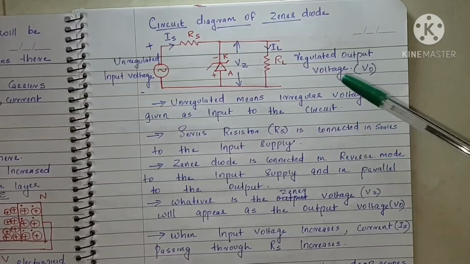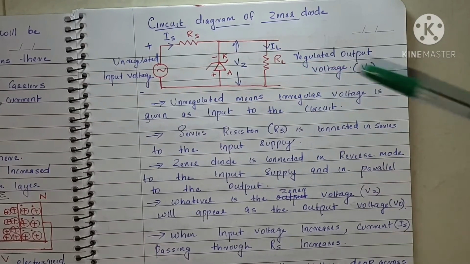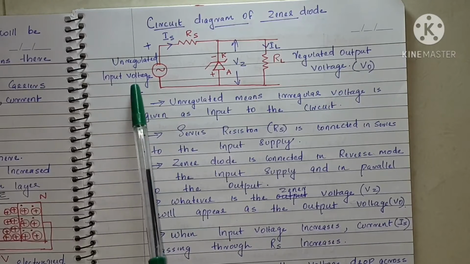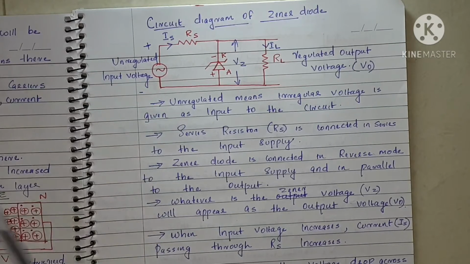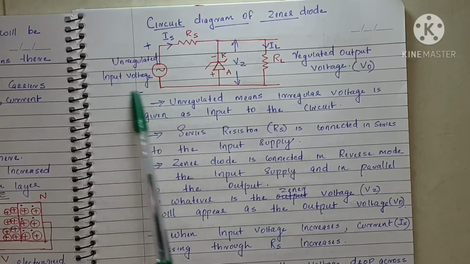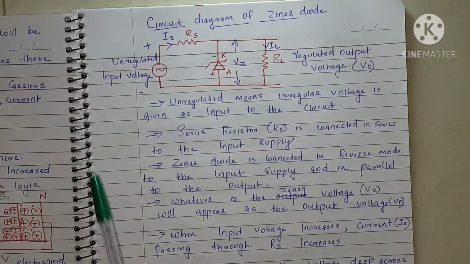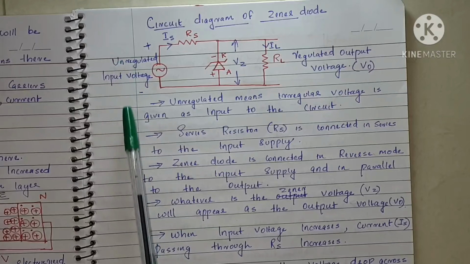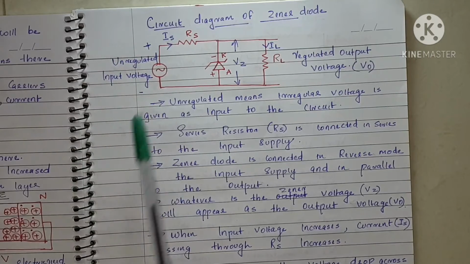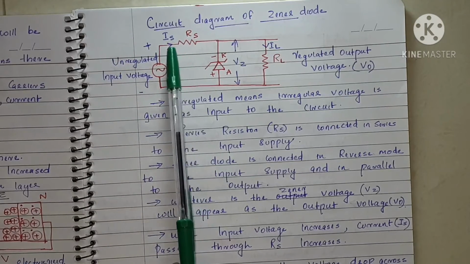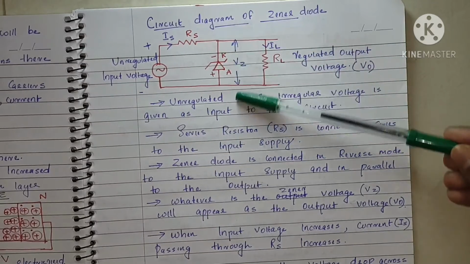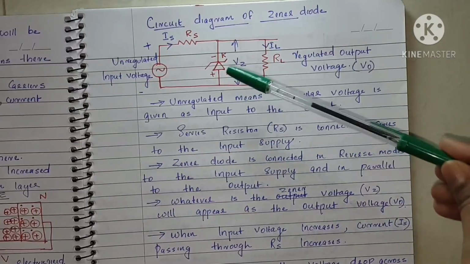Here is the circuit diagram of the Zener diode. We are providing an unregulated input voltage. Unregulated means irregular voltage is given as input to the circuit, and a resistor RS is connected in series to the input supply. IS is the current flowing through the resistor RS, and the Zener diode is connected in reverse mode to the input supply.